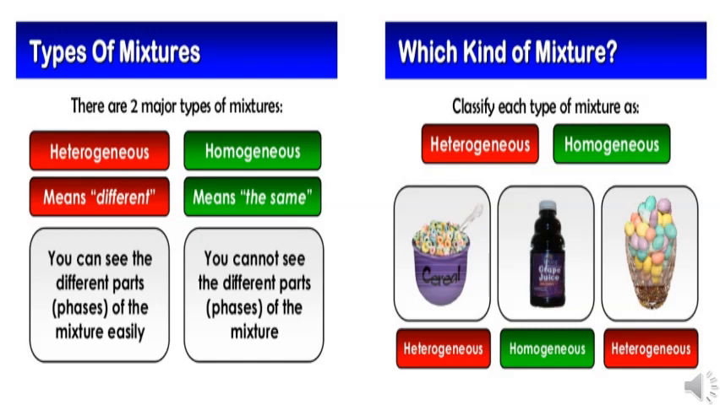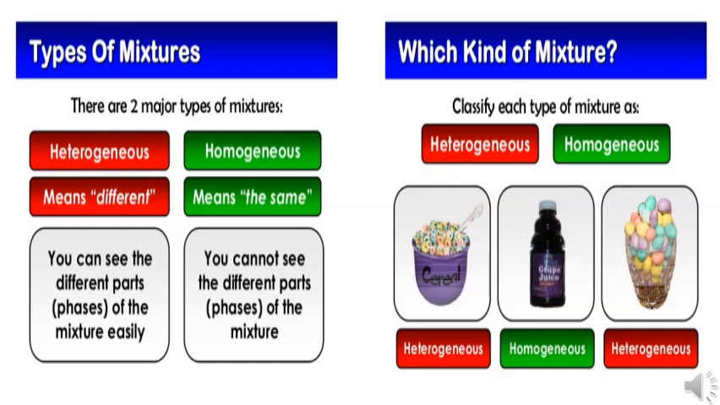Here, which kind of mixtures are these? We have got three examples here. Classify each type of mixture. Now here, cereal, we have cornflakes and milk. We can see the separate cornflakes and milk. They are not mixed together. We can see the boundary. So it is a heterogeneous mixture.